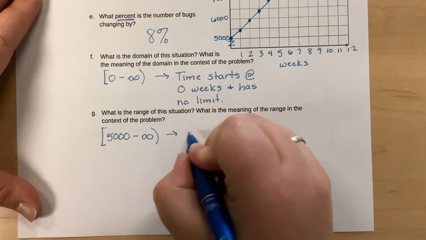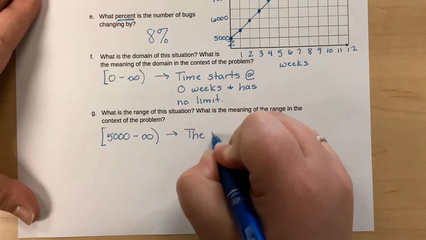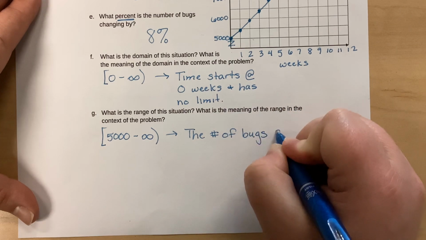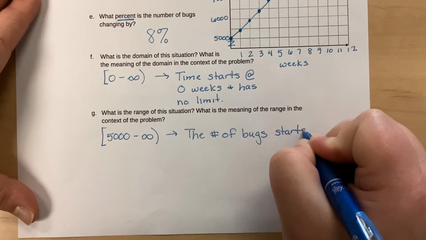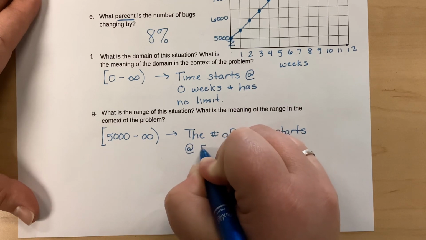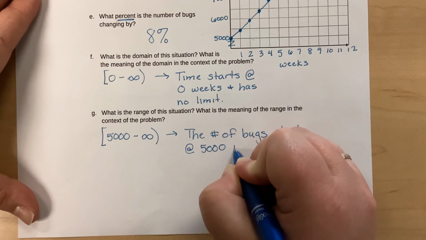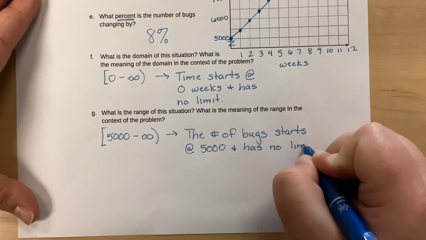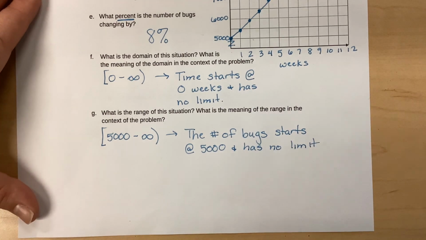All right, so the number of bugs starts at 5,000 and has no limit. And that's it. Let's try another.